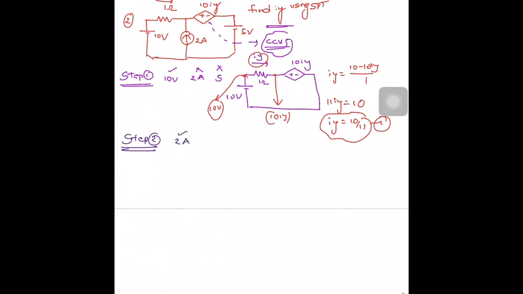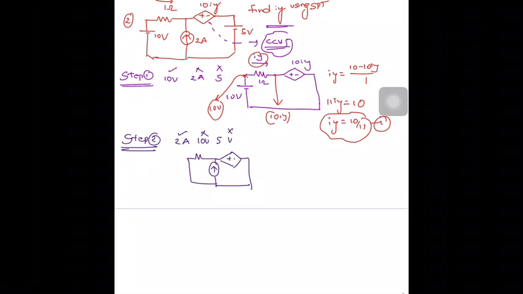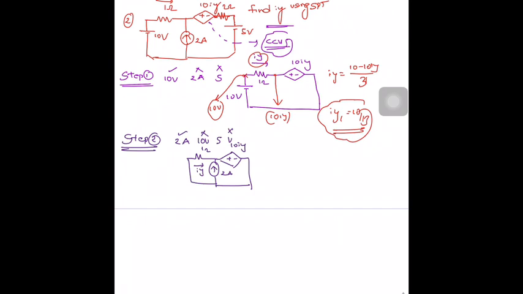Step 2. Consider the 2 amperes. Remove the 10 volts and 5 volts. So it will be 2 amperes, short circuited, 10Iy, 2 amperes, right? There is a small mistake here. There is one resistance that I have missed. The 2 ohms is there. So here the denominator will be 3 and you will get Iy1 is equal to 10 by 13, right?